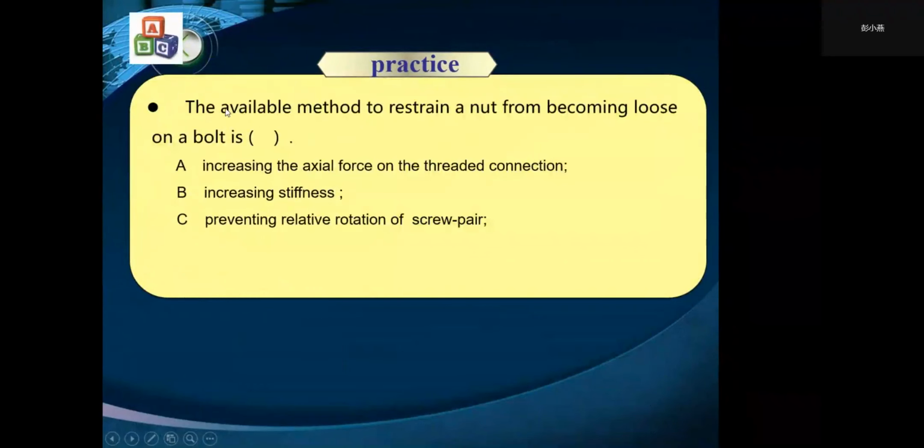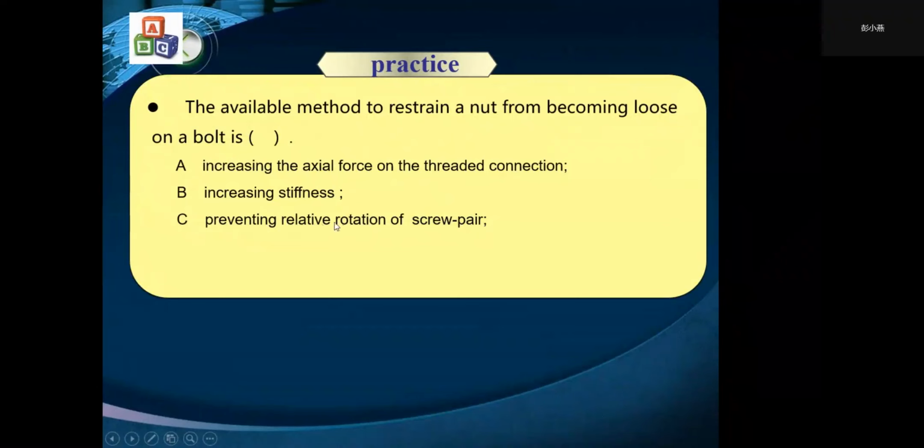So the available method to restrain a nut from becoming loose on a bolt is A. Increasing the actual force on the threaded connection. B. Increasing stiffness. C. Preventing relative rotation of the screw pair. We choose which?